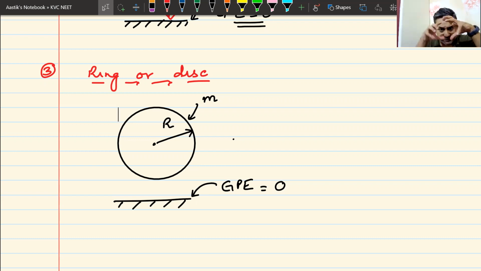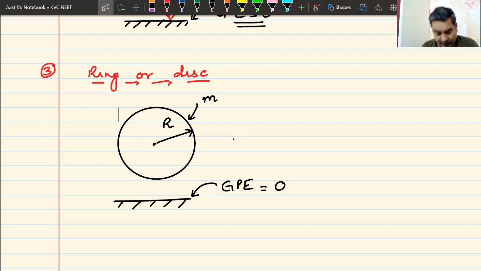A ring is hollow from inside. It's like this, it is hollow. This is a ring. Ring that girls wear in their hands. Guys also wear it. That's a ring. There is space in between. You can go through this ring. That's a ring. What is a disc? Well, you fill that ring completely, that becomes a disc. So if I fill it like this, it becomes a disc.